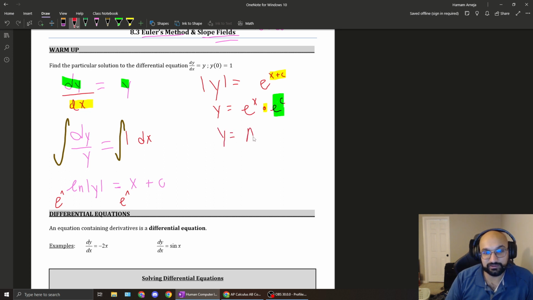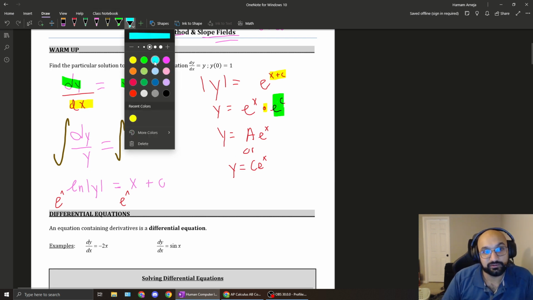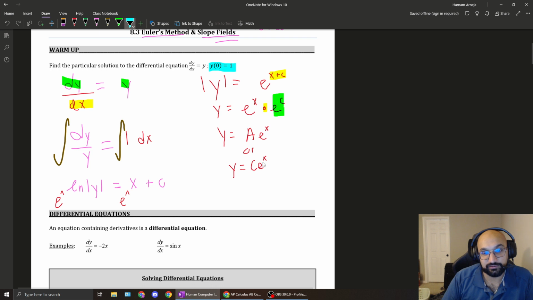We often call this constant a, almost being like an amplitude, to remind you of the other things. You could put a c here, that's totally fine. In either case, you would get this as your solution. Since they give us an initial condition, we can plug this in. So let's go ahead and plug this value in for x and y and solve for c. It's quite a simple one.